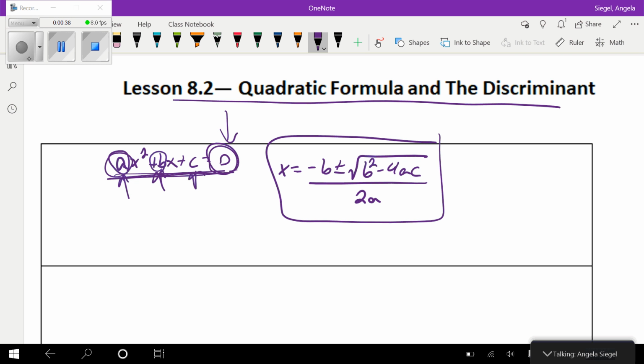So what you're basically finding, if you want to think of it from a graphing perspective, are the x-intercepts, but from an algebraic perspective, it's the values for x when y is equal to 0. So that's what's going on there.